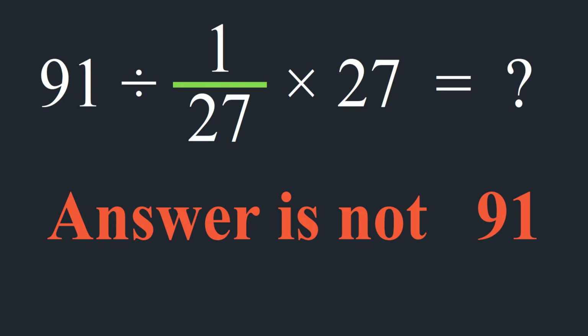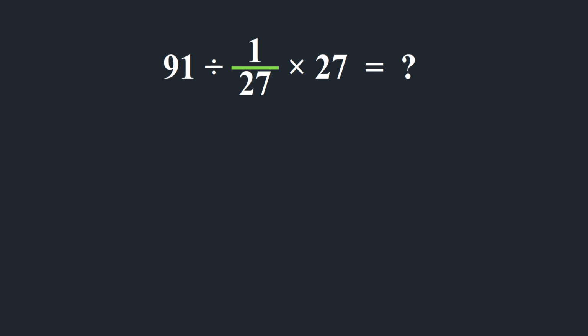In this fun experience, we wanted to find the value of this expression: 91 divided by 1 over 27, then times 27. Let's go and start solving the problem.